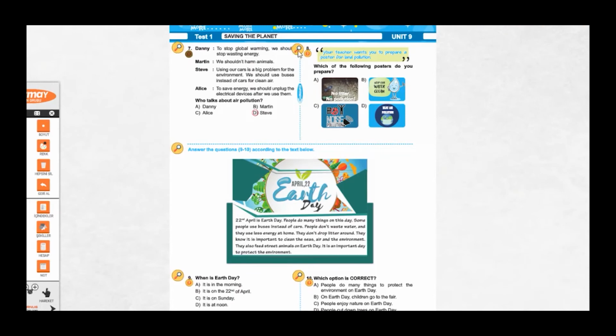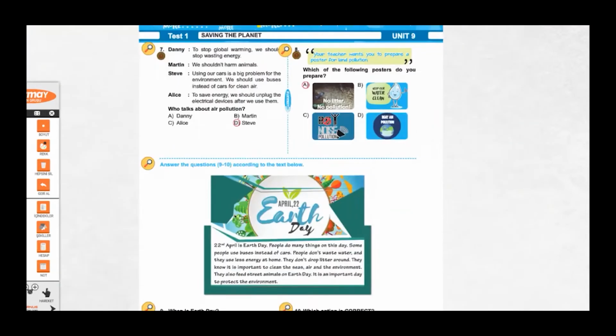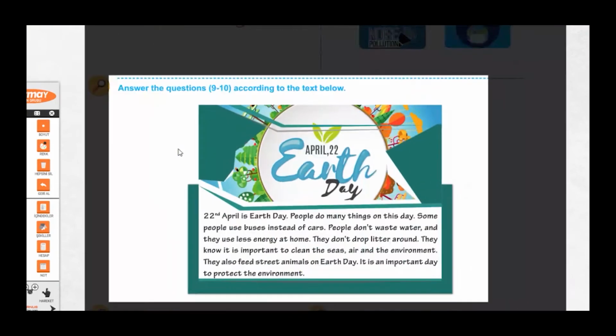8. Your teacher wants you to prepare a poster for land pollution. Which of the following posters do you prepare? Which one? Here we are talking about land pollution. Okay, good job. It's A. Of course, it's A.